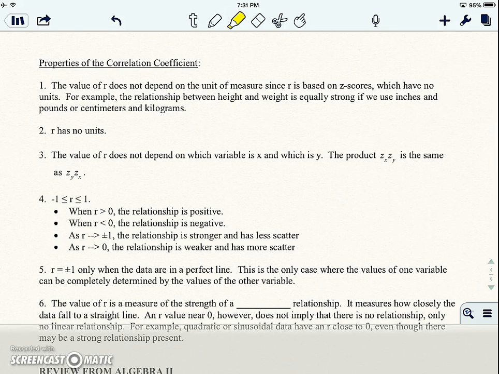All right, just the last little bit. Let's talk about the properties of the correlation coefficient, and you really do need to memorize these. I'm not saying for class tomorrow, but I am saying by halfway through the unit, you better have this down. So again, read it before you go to bed. Go to bed, your brain will work on it for you.